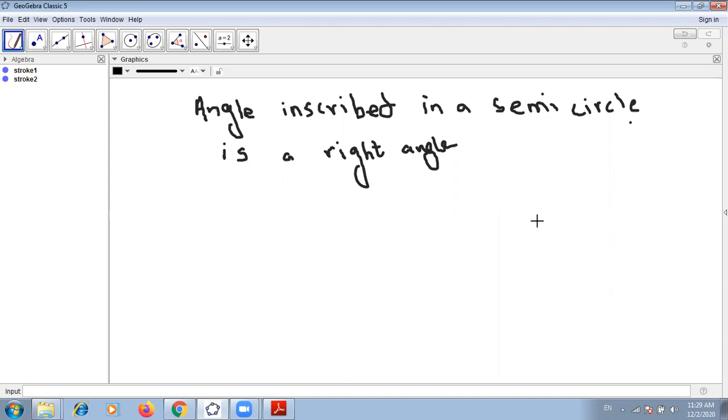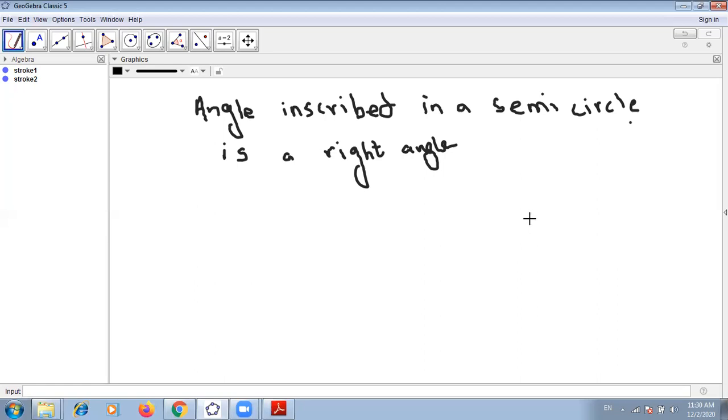The second theorem is: an angle inscribed in a semicircle is a right angle. What is the theorem? You should remember this statement because it is very important. Sometimes it can be utilized in MCQs. So an angle inscribed in a semicircle is a right angle. Whenever an angle is present in a semicircle, that angle should be a right angle.